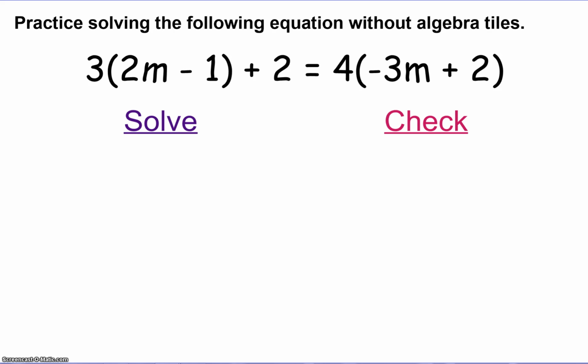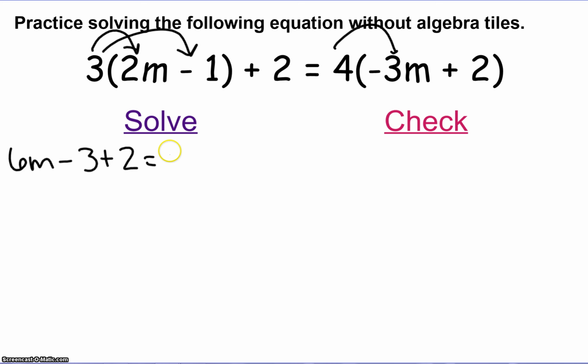Another example. What do you notice about this example? You have to do something else first before we can actually solve. Yes, you have to do the distributive property. So 3 times 2m, make sure you're writing this example down, is 6m. 3 times negative 1 is minus 3 plus 2 equals 4 times negative 3 is negative 12m, and then 4 times 2 is plus 8.